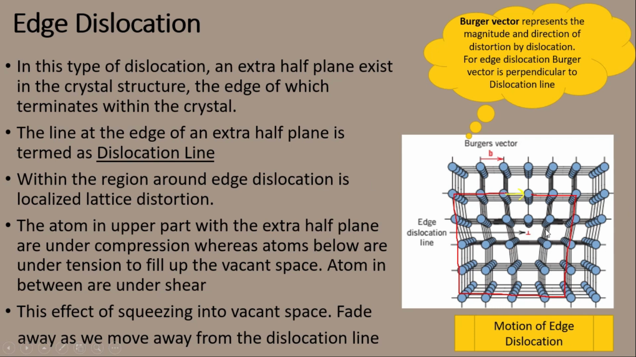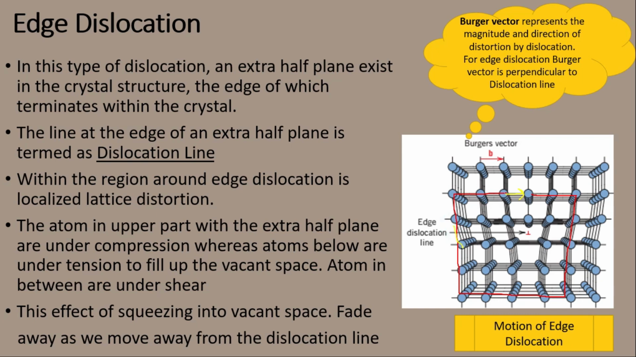If you observe this crystal structure, the region around the edge dislocation has a localized lattice distortion. Because of the presence of the extra half plane, there is some distortion in the lattice. The atoms in the upper part with the extra half plane are under compression, because we have the same amount of volume and there are some extra atoms in it. You can think of a bag: if you put some extra books inside your bag, the rest of the books will be under compression, whereas atoms below are under tension to fill up the vacant space. There is some vacant space here, so these atoms are in tension, moving towards the vacant space to fill it, while the atoms in between are under pure shear.